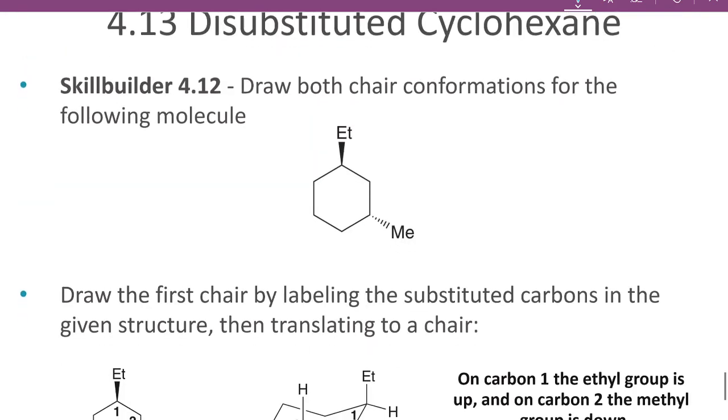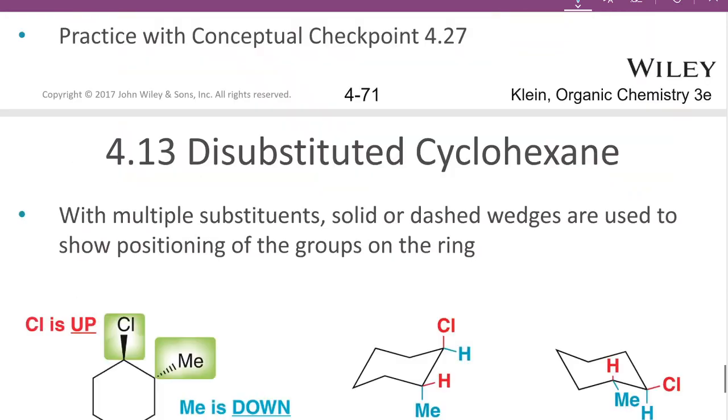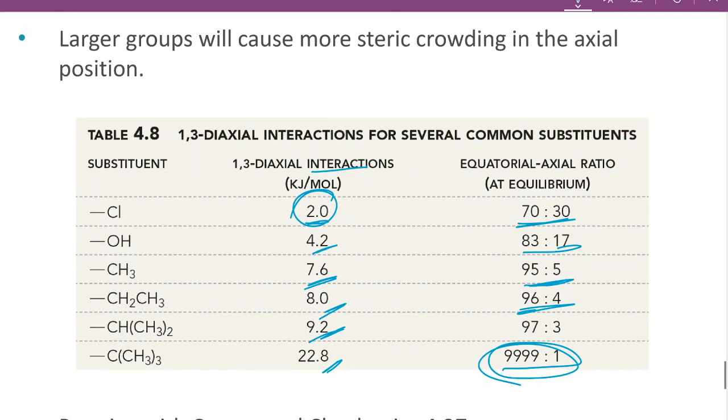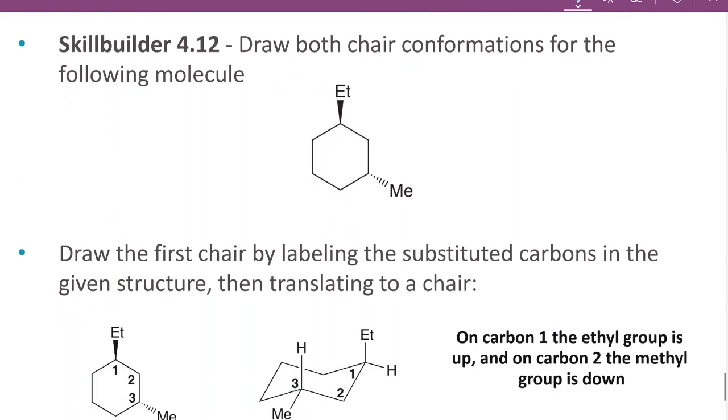But if we have a larger difference, if we go back up here to our kilojoules per mole difference, here we have ethyl versus methyl. Ethyl is going to be 8 and methyl is 7.6. So that's 8 to 7.6 kilojoules per mole. The ethyl takes up more space and is going to be preferentially equatorial if we have to have a competition there. Okay? So let's draw both chair conformations for this molecule.